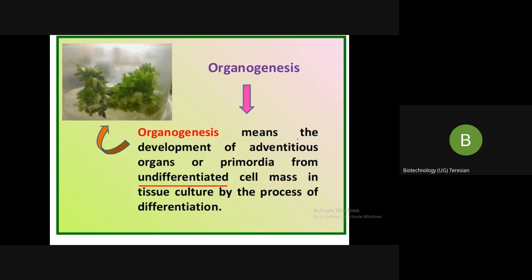So organogenesis means the development of the adventitious organ or primordia. Primordium, I told you, is a developmental stage: a small triangular shaped cell which can develop into a shoot, root, or whatever, from an undifferentiated cell mass. Okay, this undifferentiated means from the callus to a tissue by a process of differentiation. So an undifferentiated mass of tissue which is able to differentiate and de-differentiate and develop into an organ is known as organogenesis.